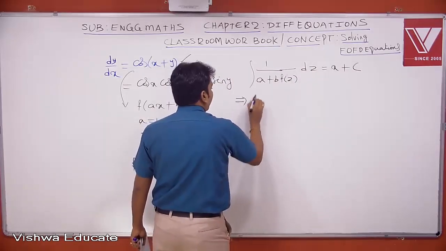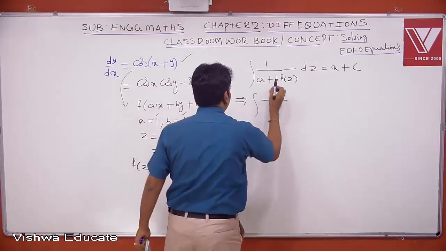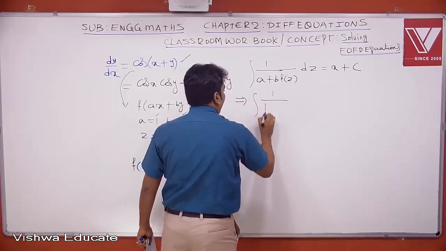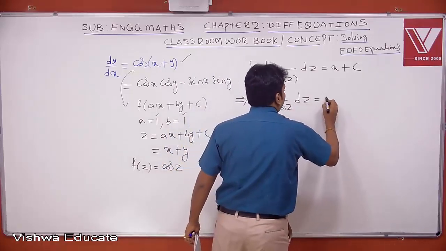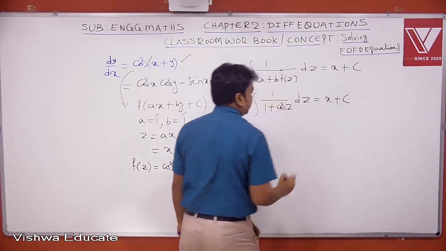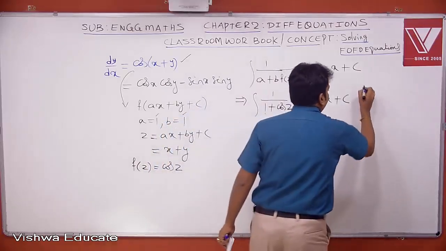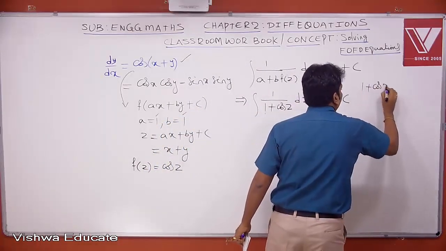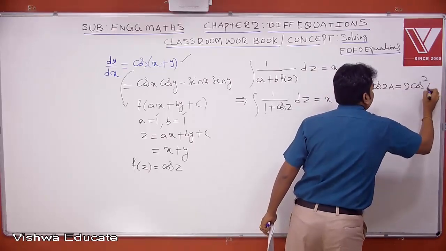So this implies integral 1 by a value is 1 and b value is 1. There f of z is cos z. Now this becomes integral 1 by 1 plus cos z dz equal to x plus c. Now we have a formula for 1 plus cos 2a. What is the formula for 1 plus cos 2a? This is 2 cos square a.